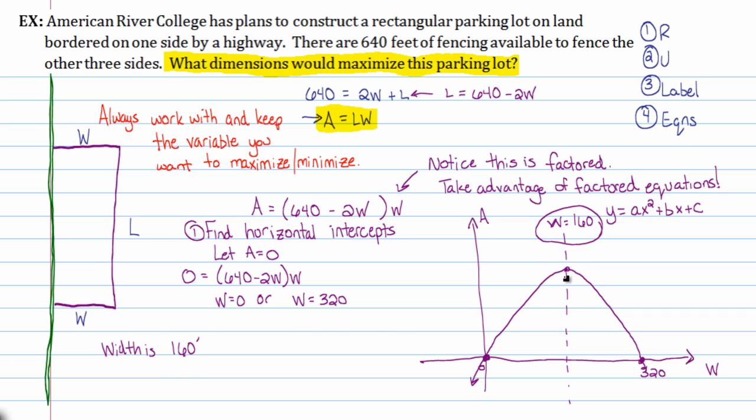There's no point in me finding out what the output here is because they're not asking for the area of the parking lot. They're asking what are the dimensions of this parking lot. Well, the width is 160, and look, in our previous equation right up here, let me highlight it, the length is just 640 minus twice the width. In other words, the length is 640 minus twice that 160. Well, twice 160 is 320. 640 minus 320 is actually 320. So the length in this case is 320.